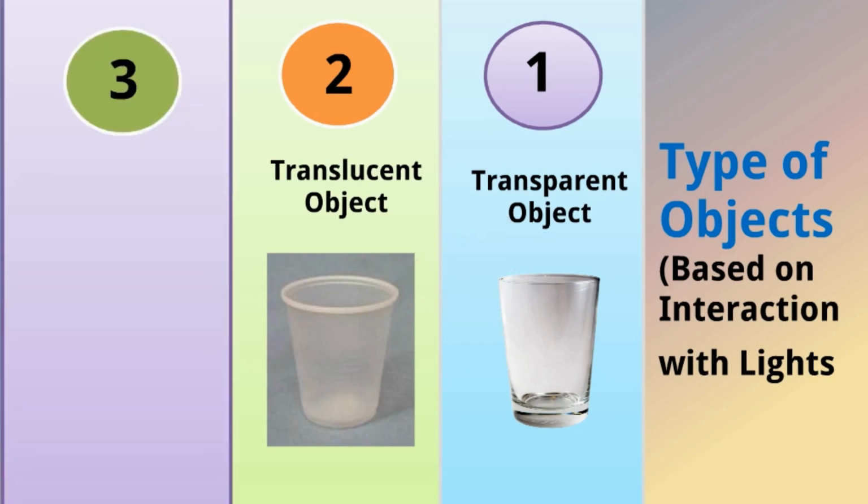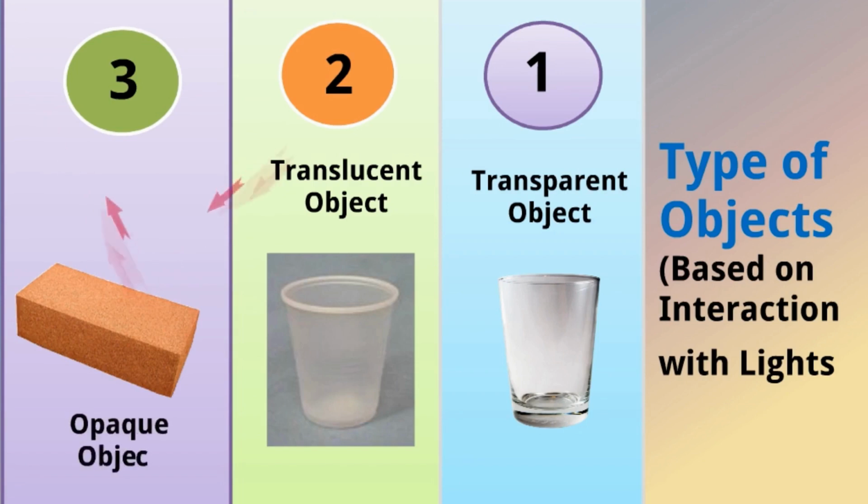And the third object, here light is falling but it will not pass through. It may be absorbed or it may be reflected. So this object is known as an opaque object. So transparent object means light will pass through completely. Translucent object, light will pass through partially, and opaque object, light will not pass through.